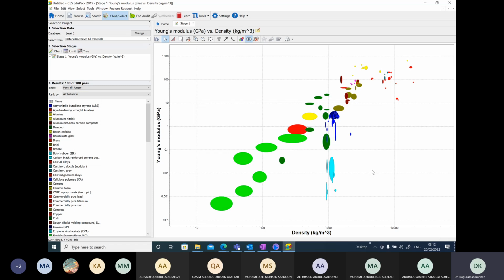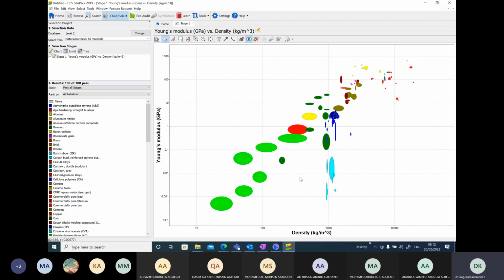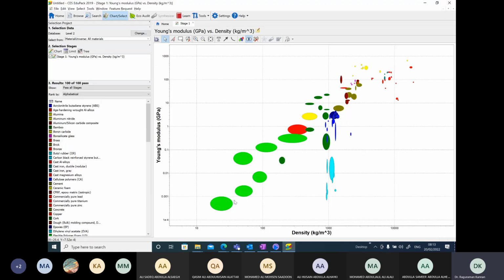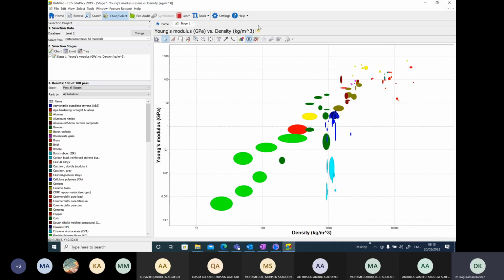Now how do I use this? How do I use this material index? I have to draw a line representing this material index, or the ratio of the values, E over rho. Okay, let's go back to the slide for one second, and you can see here E over rho lines are represented parallelly here. So in the same way, we should be able to draw these lines.